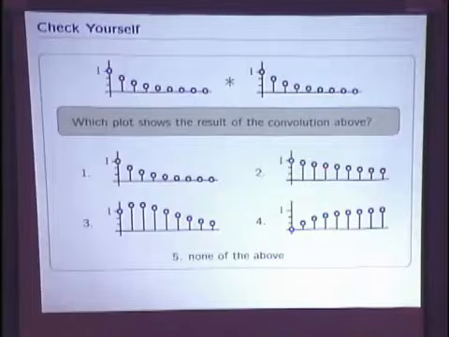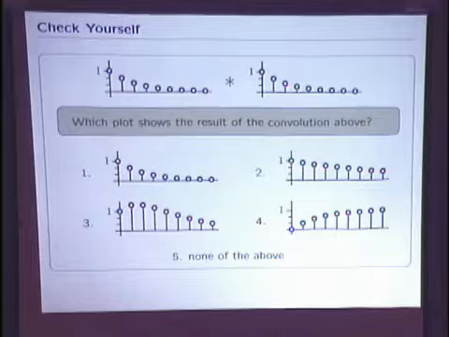So now that you know all about convolution, find which plot below, 1, 2, 3, 4, or none of the above, shows the result of convolving the two functions shown above.